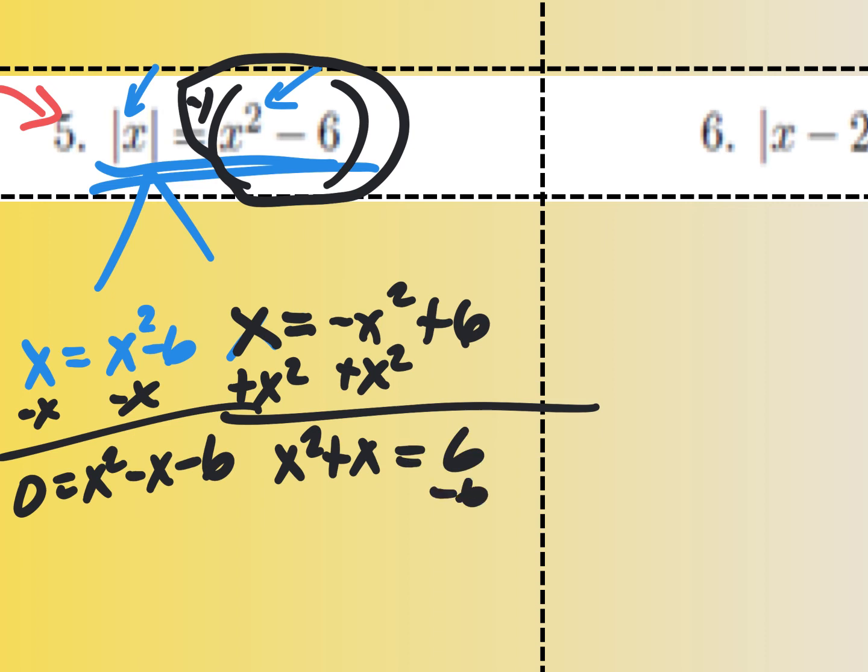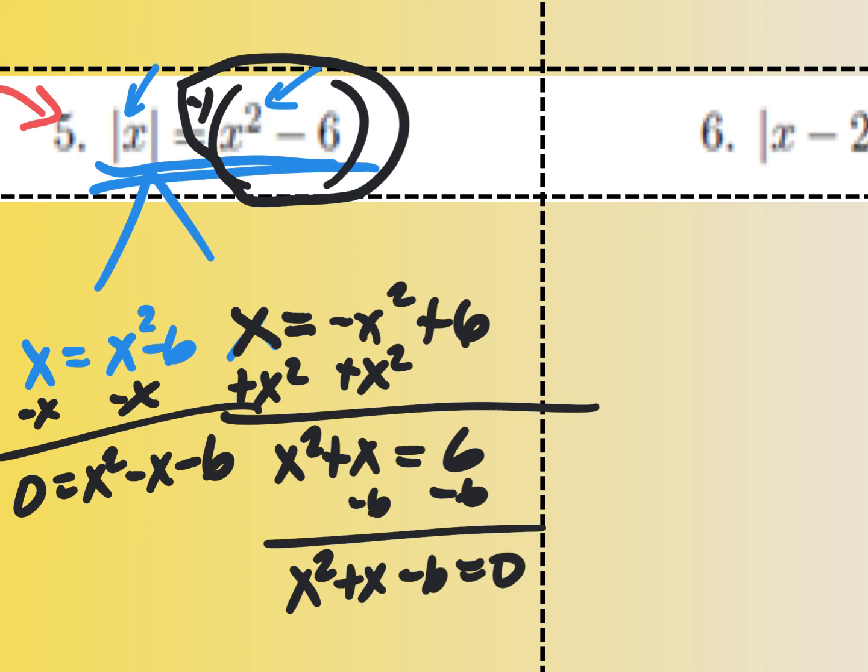And then I subtract 6 from both sides. And I got x squared plus x. Clean that up a little bit. Minus 6 equals 0.